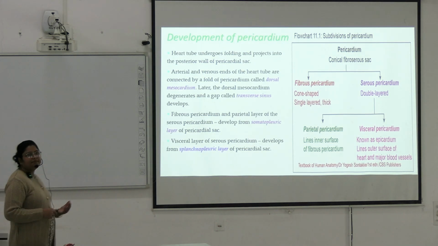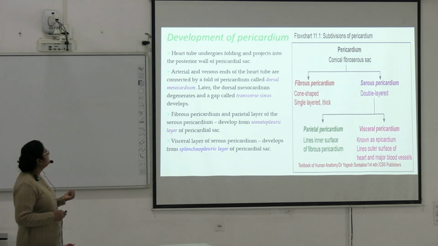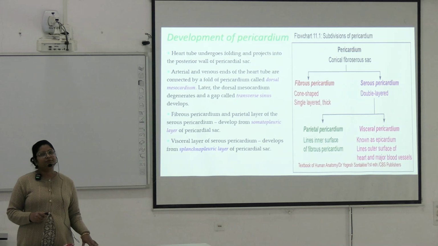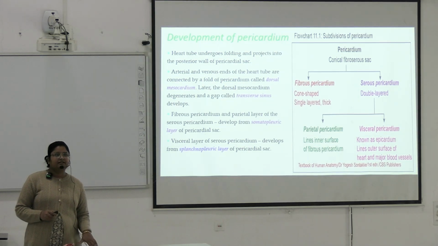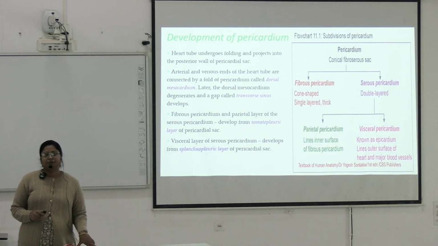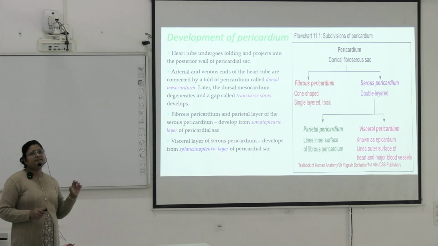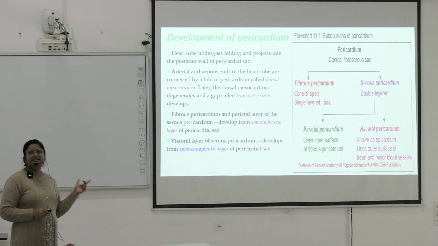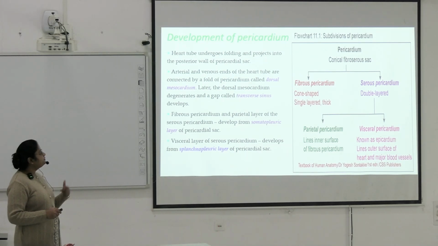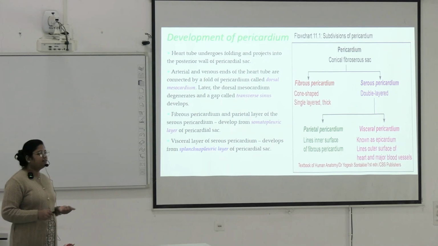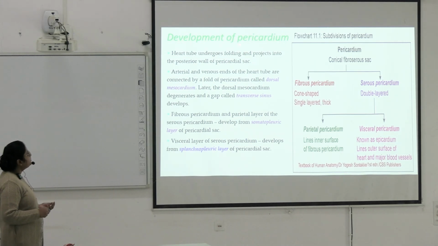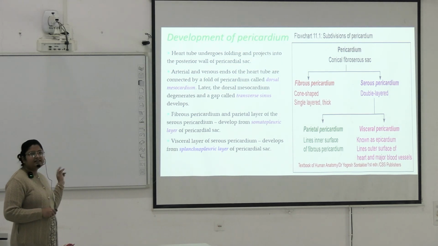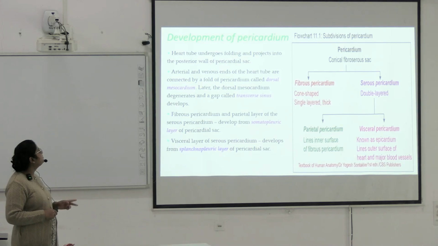Now, how is the pericardium developing? Development of the pericardium. Has development of the heart been covered? Yes or no? No. Okay, so the heart develops from a heart tube. These tubes have two ends, arterial end and venous end, and the heart tube folds on itself to form the heart. So the heart tube undergoes folding and projects into the posterior wall of the pericardial sac. That's how the divisions of the pericardium are formed.